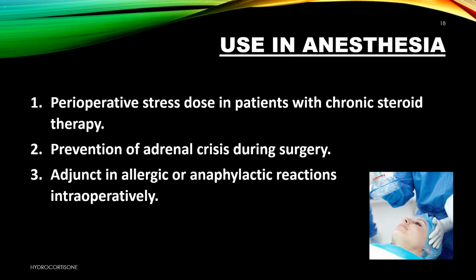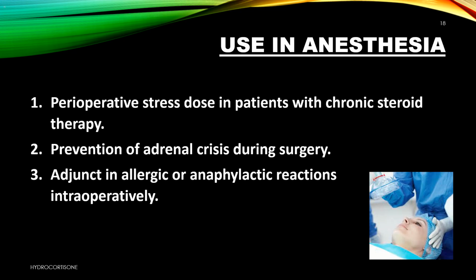Use of hydrocortisone in anesthesia. 1. Perioperative stress dose. Hydrocortisone is administered as a perioperative stress dose to patients with chronic steroid therapy, providing additional glucocorticoid support to manage the stress of surgery. 2. Prevention of adrenal crisis.